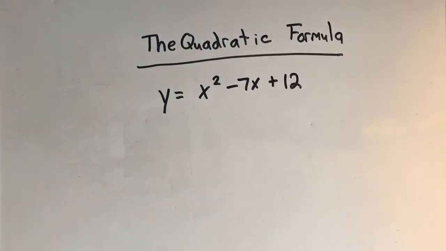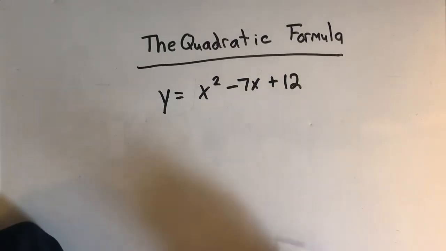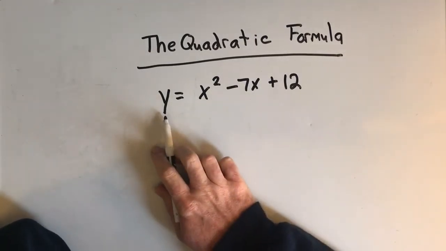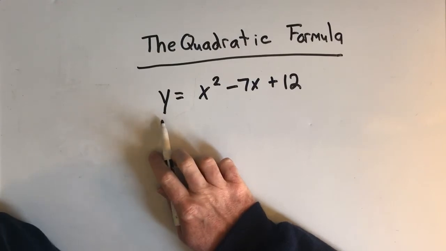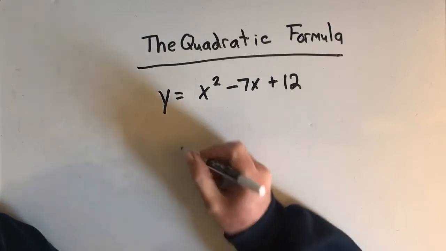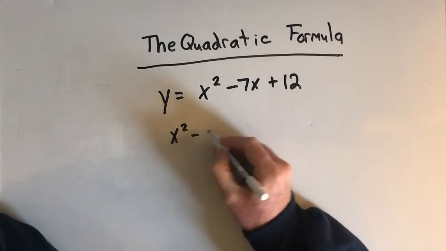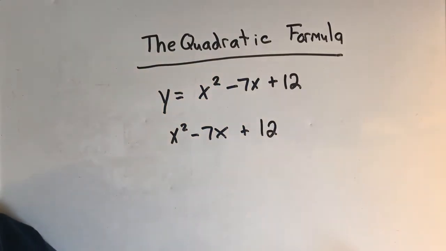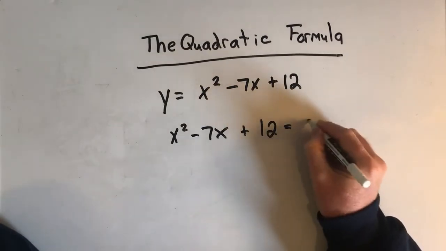Hey guys, today we are going to be learning about the quadratic formula and using the quadratic formula to find the zeros of a function. Okay, so the way we do that is first off, the zeros of a function are where it crosses the x-axis, which is where y is 0. So it's x squared minus 7x plus 12, okay, equals 0.